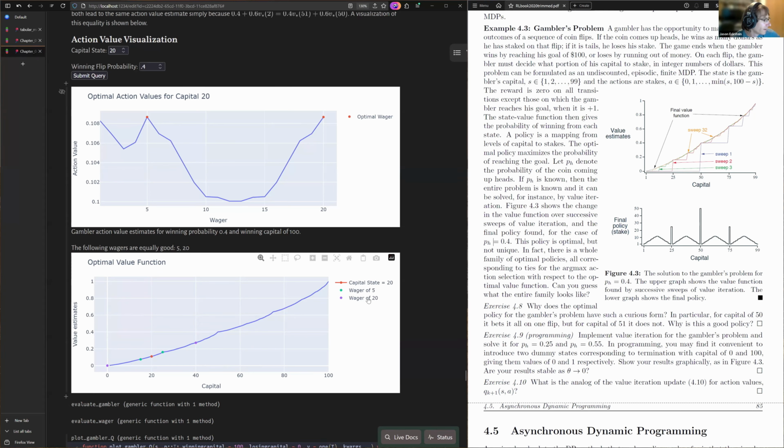If we bet 20, we clearly end up with a much higher value if we go up. But if we go down, we end up with a value of 0. Basically the shape of this curve and how separated these dots are is what determines the shape of this value function. And that's why you end up with 2 different optimal wagers here.